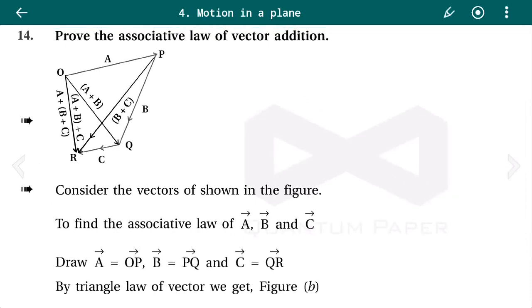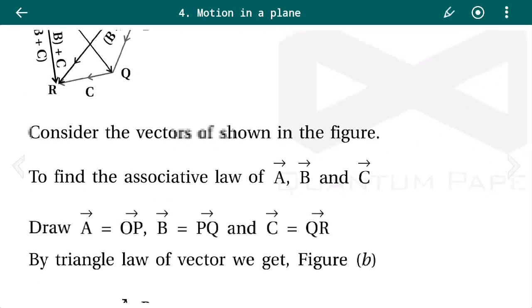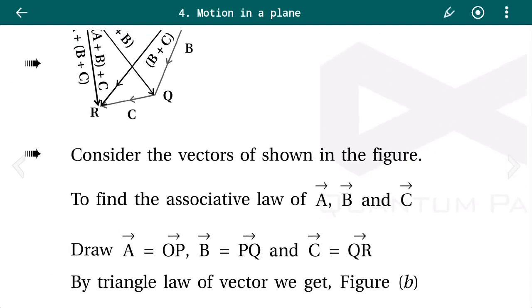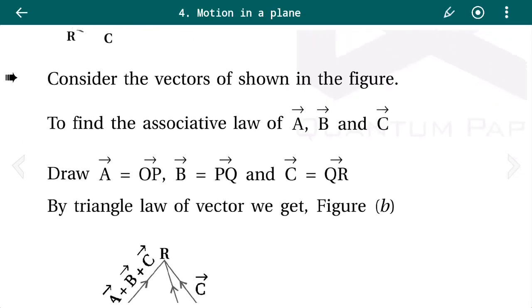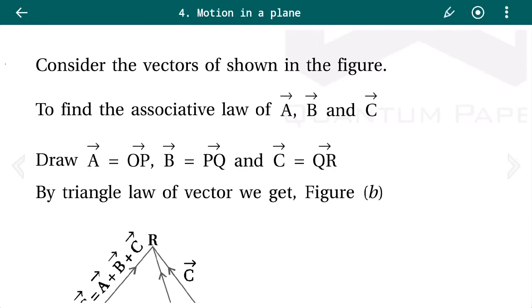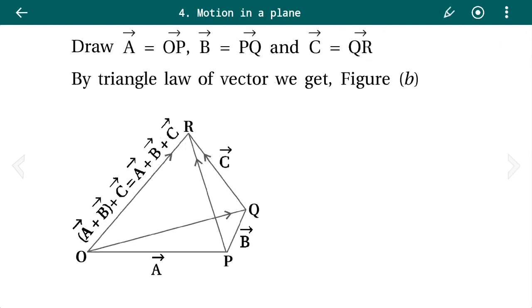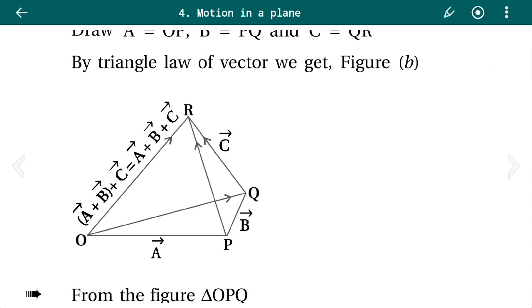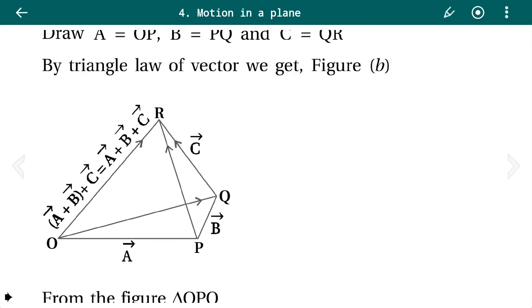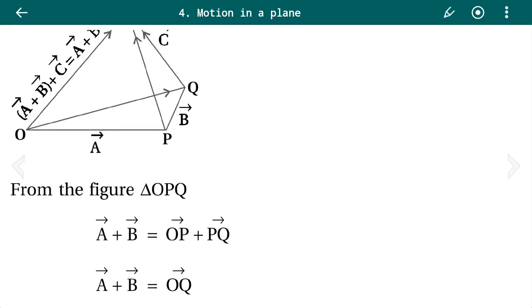To prove the associative law of vector A, vector B and vector C, draw vector A equal to OP vector, vector B equal to PQ vector and vector C equal to QR vector. By the triangle law of vectors, we get figure B. Then after drawing vector A, vector B and vector C, if we apply the triangle method, from that we will get the vector addition.